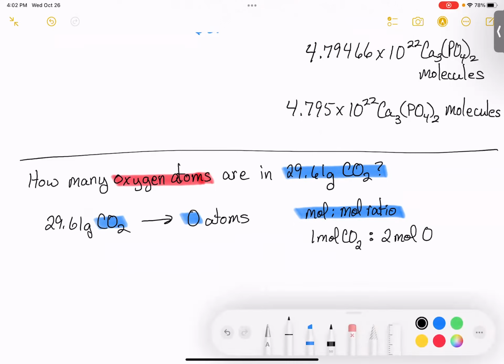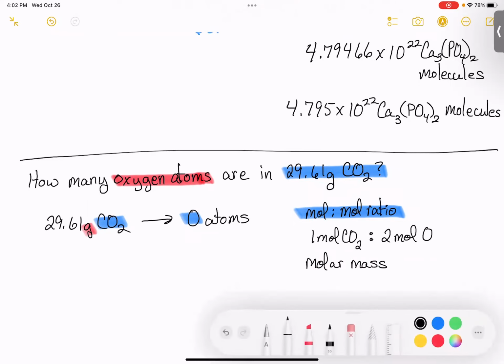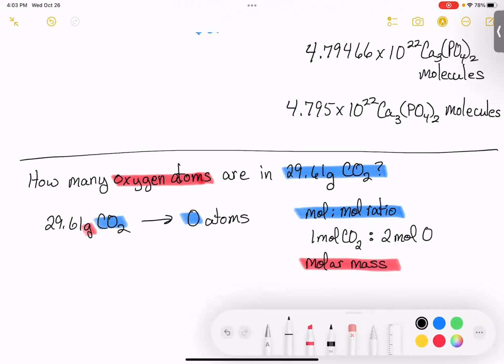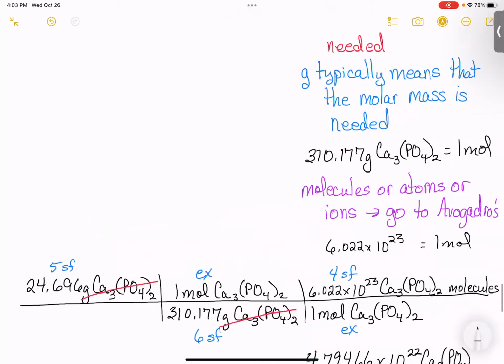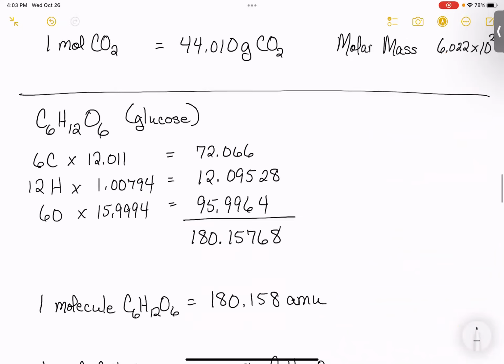The next thing I note is that I'm dealing with grams. Grams means I'm going to need the molar mass, which we calculated earlier as 44.01 something. I'm going to look it up so I don't have to recalculate today. 44.010.